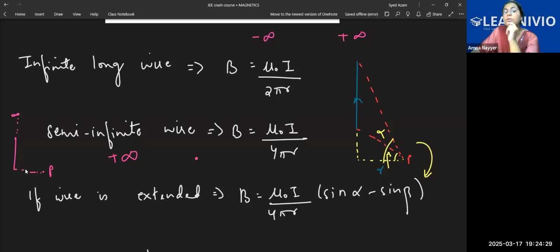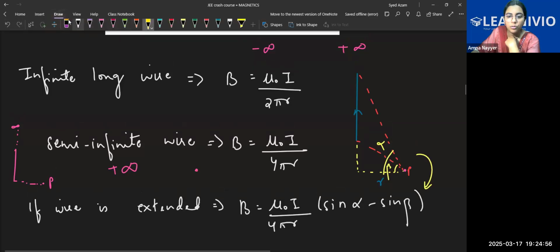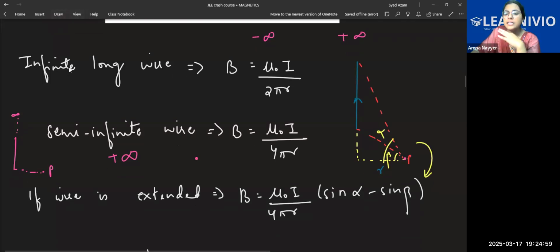Now there is one more case that can come if the wire is extended. Means what if this is not at the same level? This wire is present, but this point of calculation, this point P, this is situated downwards. So this subtends angle alpha, and you can see this subtends angle beta. So for that case, the formula will become B is equal to mu naught I by 4 pi r (sine alpha minus sine beta). Got it?